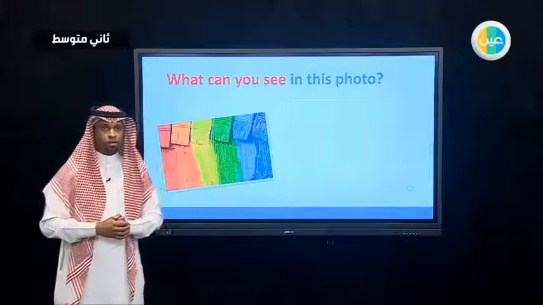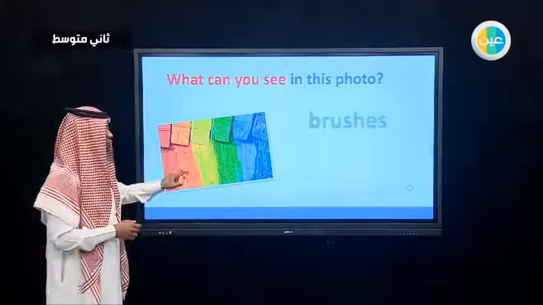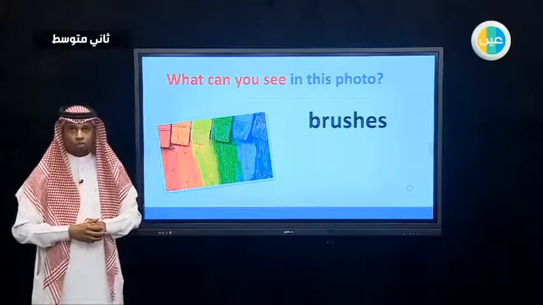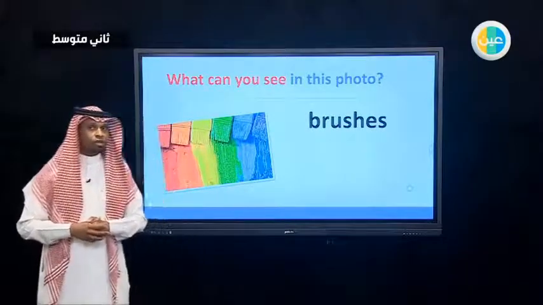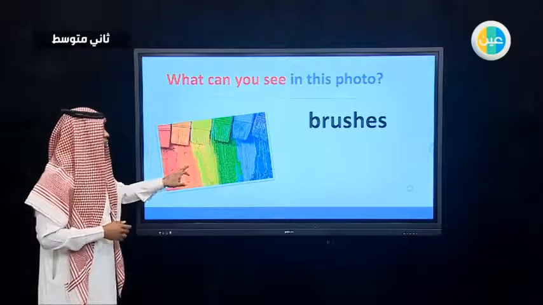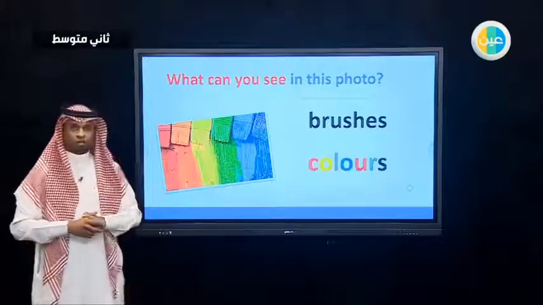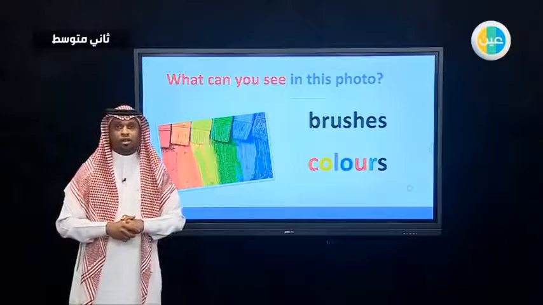Good. Brushes. We have brushes here. Good. What else do we have? What else can you see here? Colors. Good.